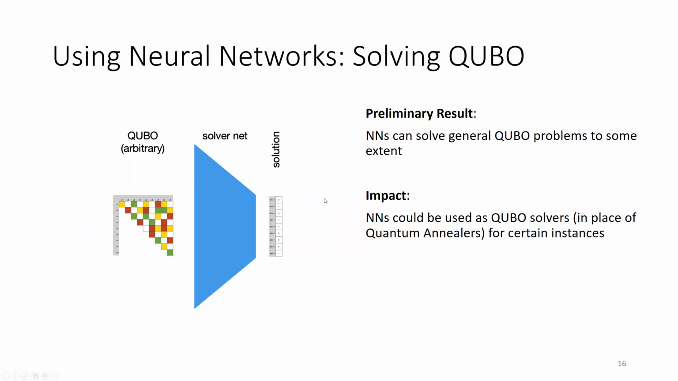And the last one is that we pushed QUBOs into the solver net to solve it, but not TSP QUBOs, but arbitrary QUBOs. So it was arbitrary quadratic programs, and we tried to find a minimum of that. And yes, the preliminary result is that neural networks can solve general QUBO problems to some extent. And so the impact is that neural networks could be used as QUBO solvers for certain instances.